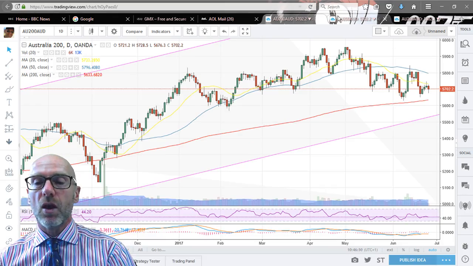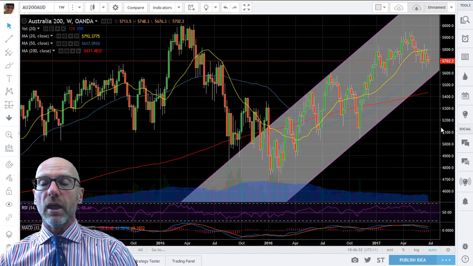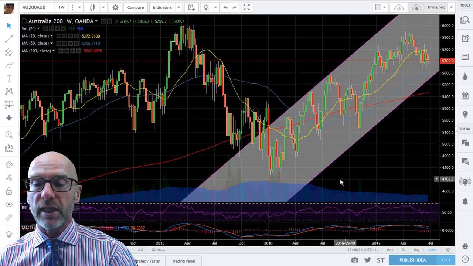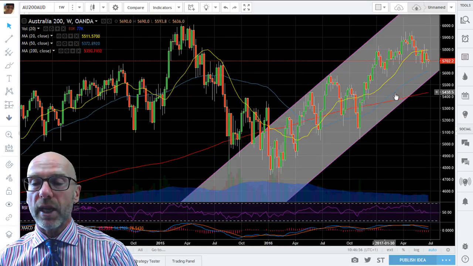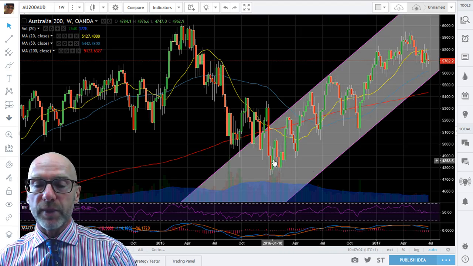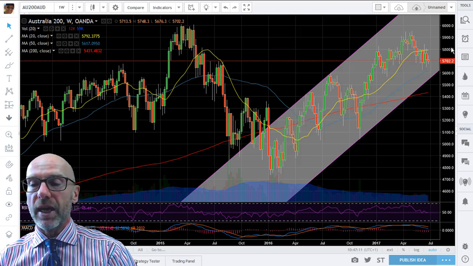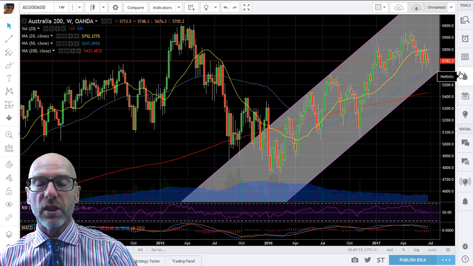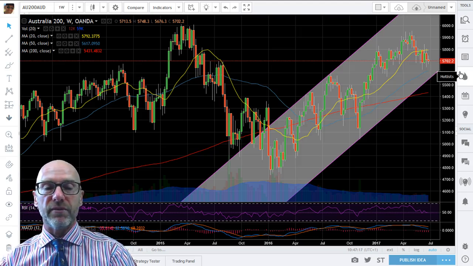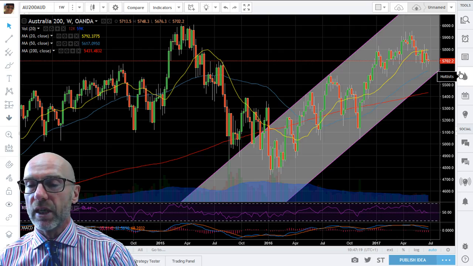5633.7. On the weekly, you can see the parallel lines that I've drawn of a trading range through the highs and the lows that's been in place all this year. We're getting towards the lower boundary of this range. There are supports before there. I mean, on this chart, we've got the 50-week coming in at 5617.